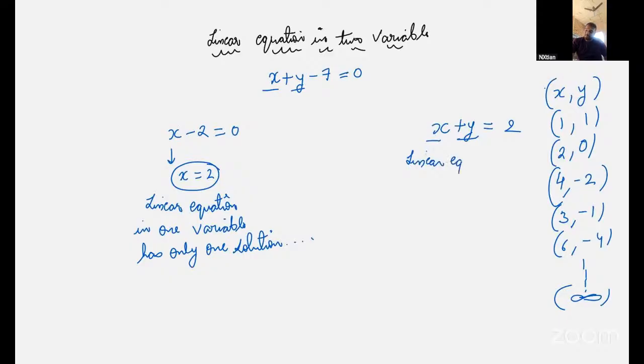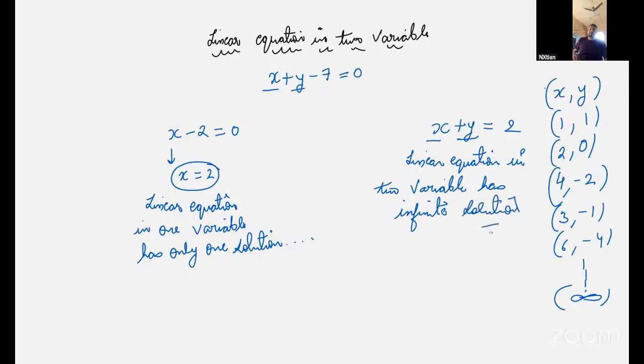Okay. So linear equation, x plus y equals 2. So we can write 4 and minus 2 also. Like minus can also be there. Yeah, you can. No problem with minus or plus sign.